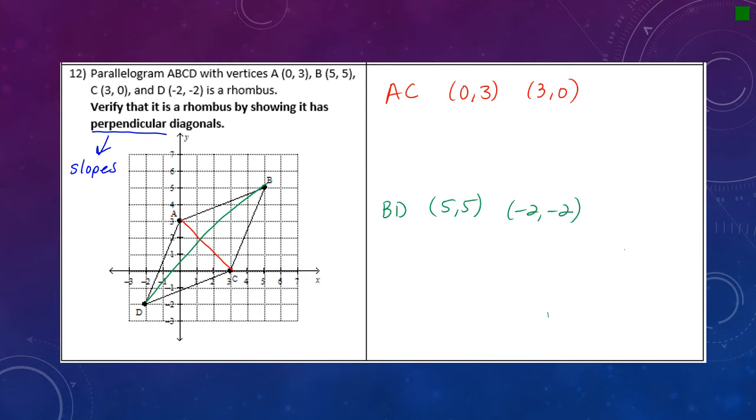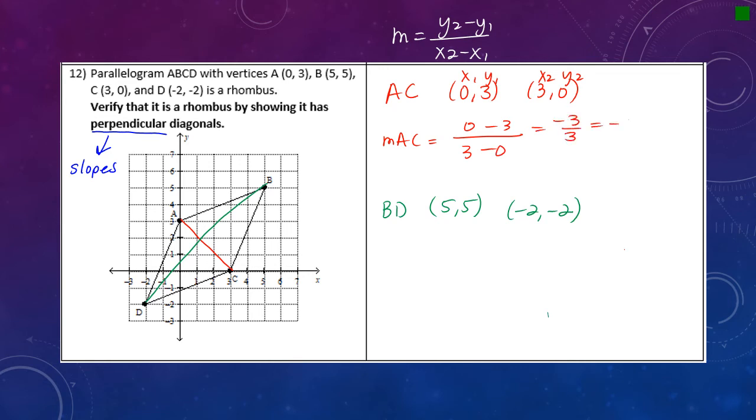All right, so we're going to use the slope formula, which I'll write at the top. y2 minus y1 over x2 minus x1. So for AC, I'll label my points too: x1, y1, x2, y2. I would have 0 minus 3 over 3 minus 0. So that's -3 over 3, which simplifies to -1. And then for BD, I'm going to use the same formula.